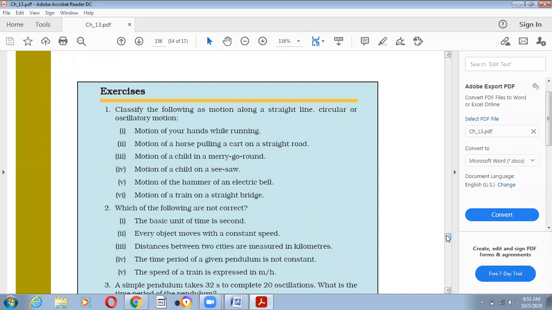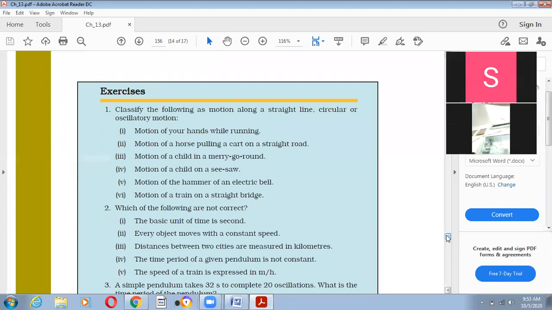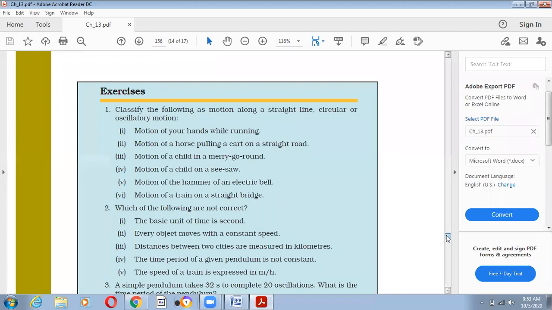Classify the following motion. Motion of your hands while running. So just note down the motion of your hands. Think about the motion of your hands when you are running. So it's just kind of oscillation.